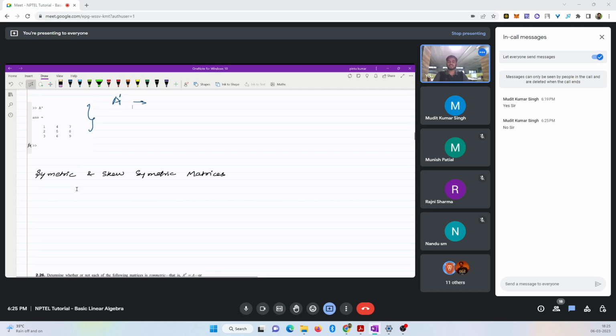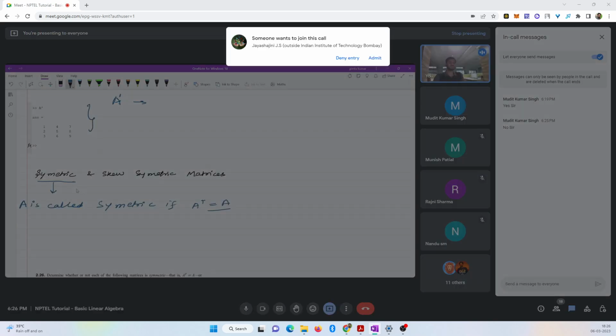So next is what is a symmetric and skew symmetric matrix? Now I'll define these two things. First is symmetric matrix. What do we mean by symmetric matrix? A matrix A is called symmetric if A transpose is equal to A. So if we transpose the matrix and we get the same matrix, then it is called a symmetric matrix.